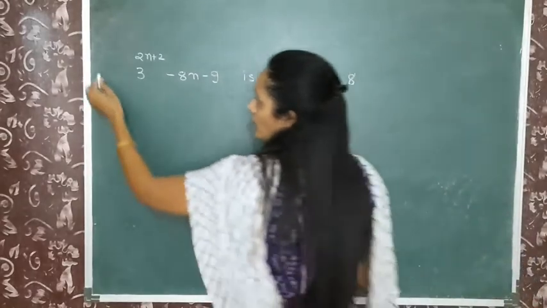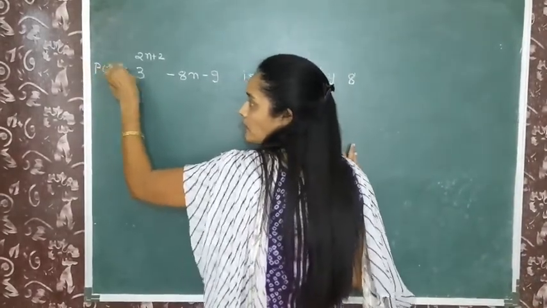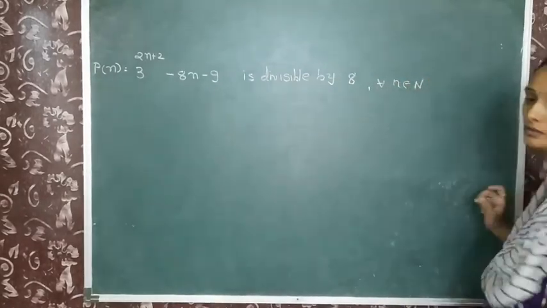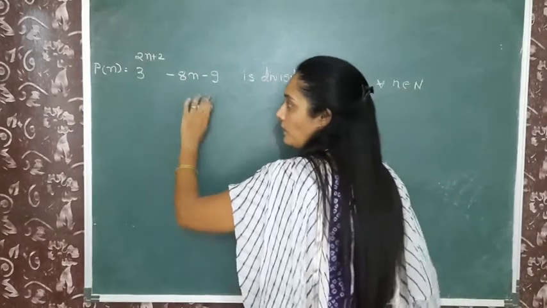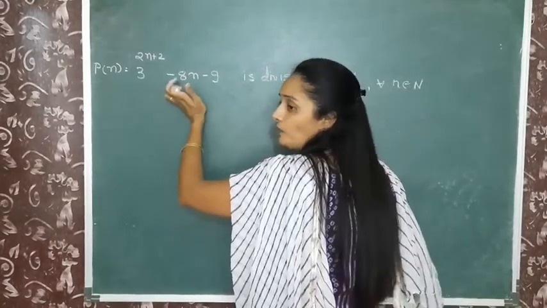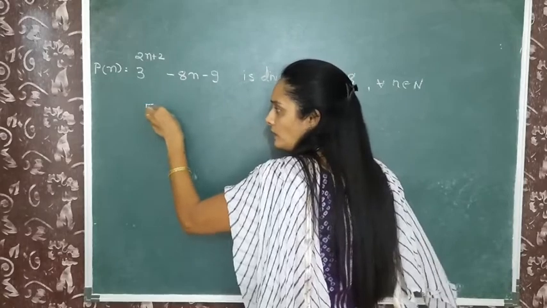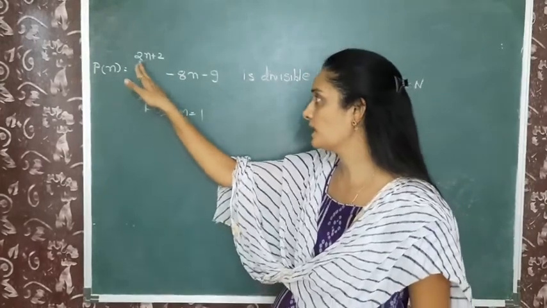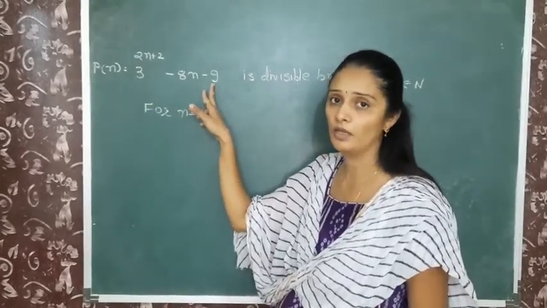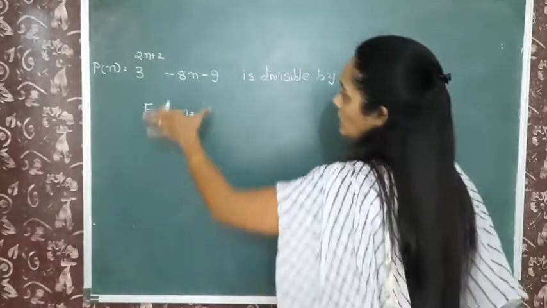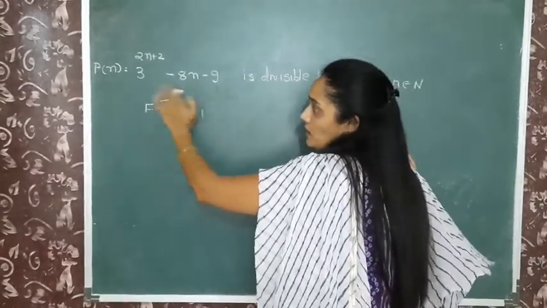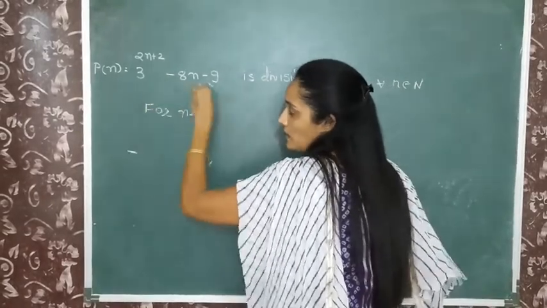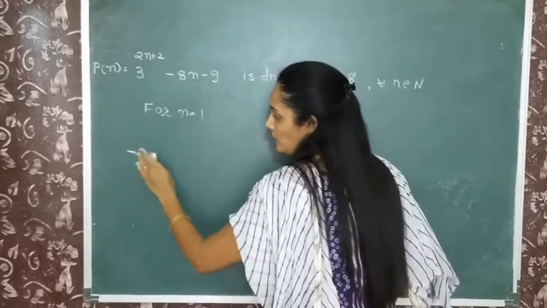Now we can take the given statement as P(n) for every natural number. First we prove P of 1 is true. That means the given statement is true for n equals 1. So we replace n with 1 in this term, and by simplifying these three terms we have to show that the answer is divisible by 8.